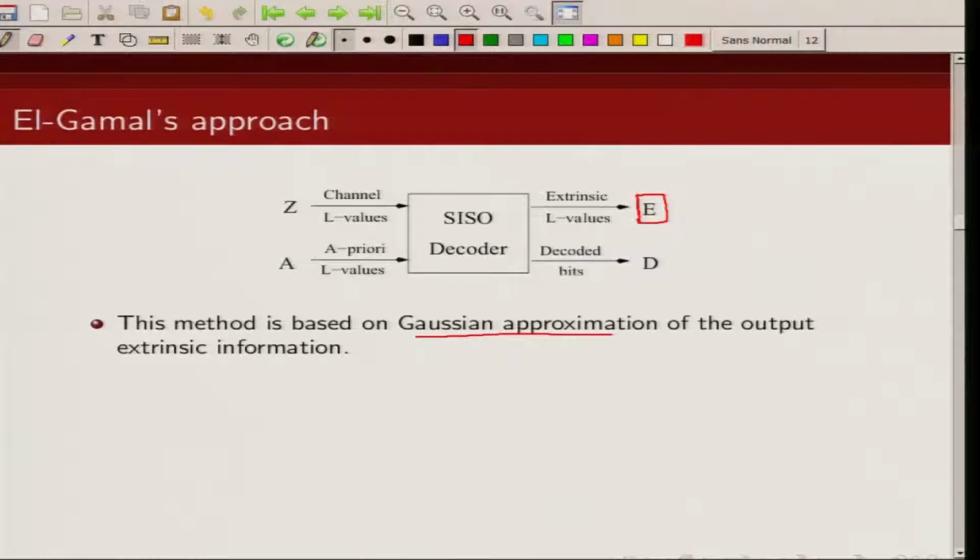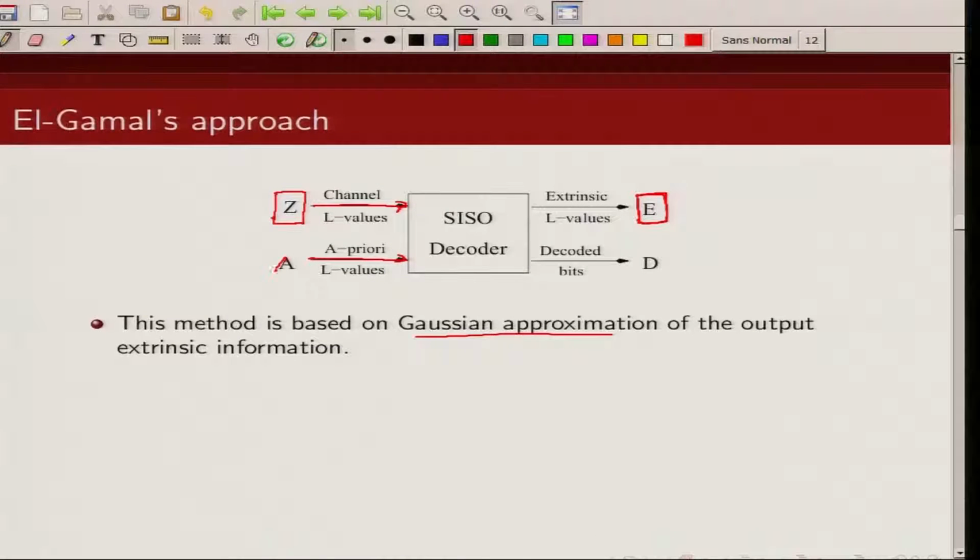So, Al-Gamal's approach is based on Gaussian approximation of this output extrinsic information. Note there are two inputs to my soft input soft output decoder, one which I am referring to by Z, which is just the channel received L values. The second one is the a priori values, and there are two outputs, one is the extrinsic information and the other one is the APP L values.